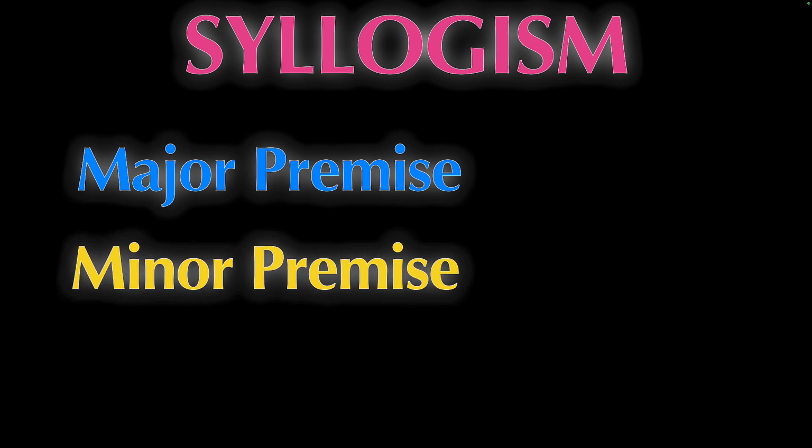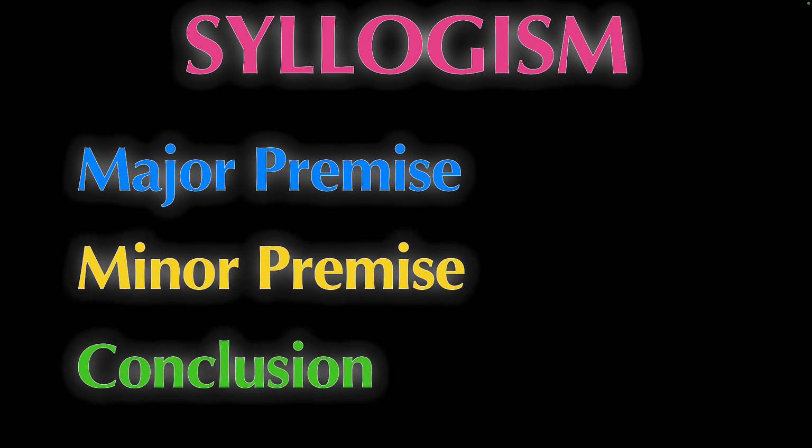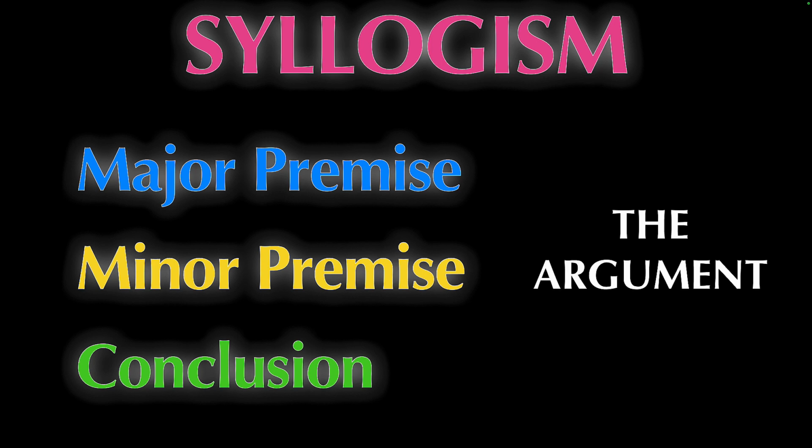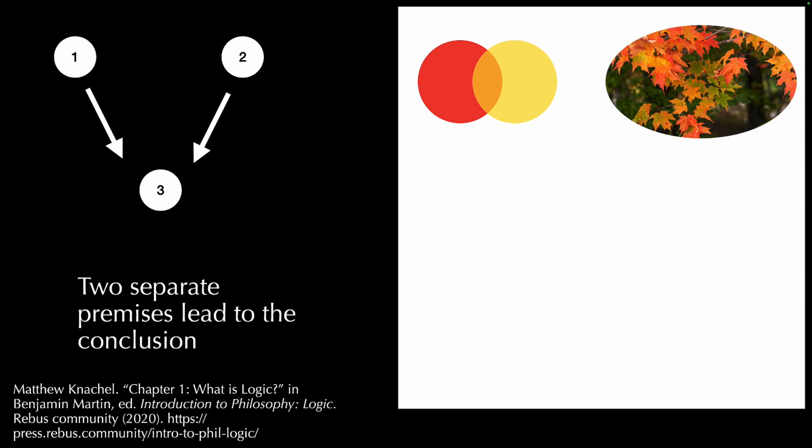In a syllogism, the littler truths are called premises, and they come in 2 flavors, major and minor. The end result, the bigger truth, is the conclusion. The argument is how all these things work together, and there are 3 basic methods. In one, 2 separate ideas lead to the conclusion. So, for example, red and yellow make orange, and autumn leaves are various shades of orange.